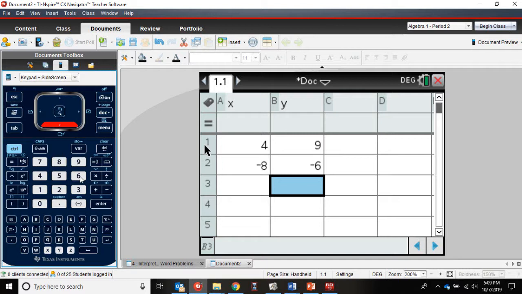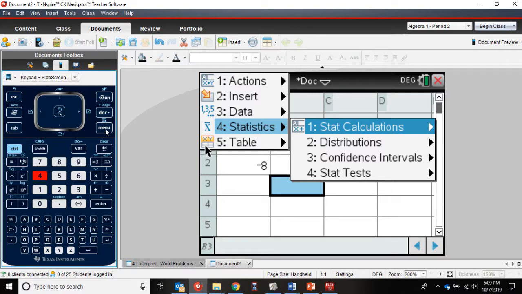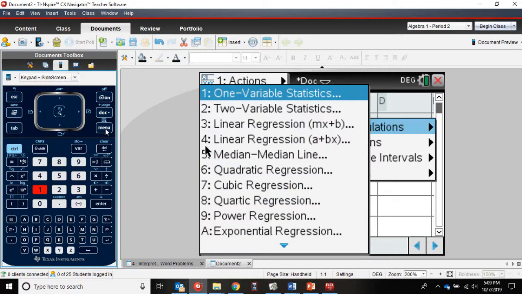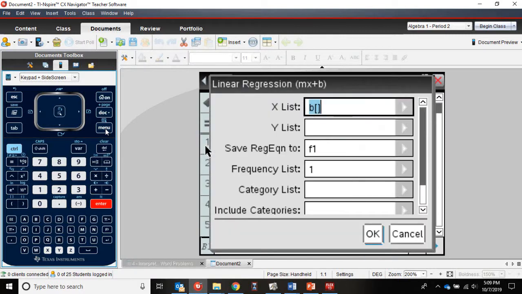So now that I have my points entered in, it says we're going to press menu. And number 4 for statistics. And then number 1 for stat calculations. And we're doing a linear regression. And if you can't remember what that means, find the one that says y equals mx plus b, right? So mx plus b, which is number 3. And we're going to enter that in.